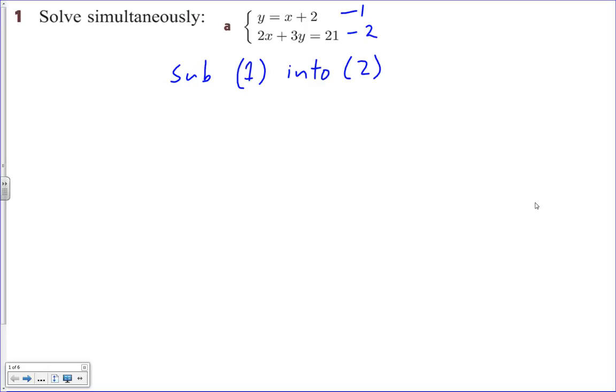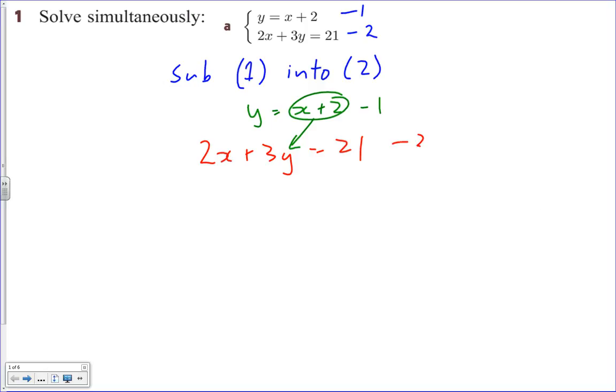So that means we've got y equals x plus 2, so that's equation 1. In equation 2, we've got 2x plus 3y equals 21. And effectively, we're going to put that bit into there. So that's equation 2. So on that next line, we're going to have 2x plus 3, and that's where we're going to put in our x plus 2, and that's all equal to 21.